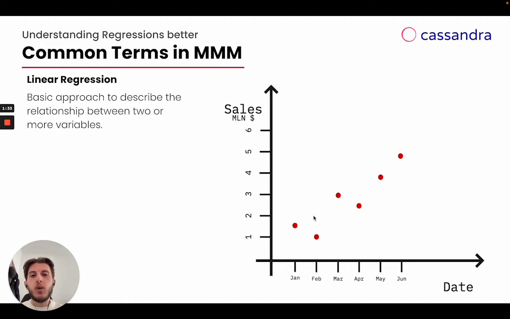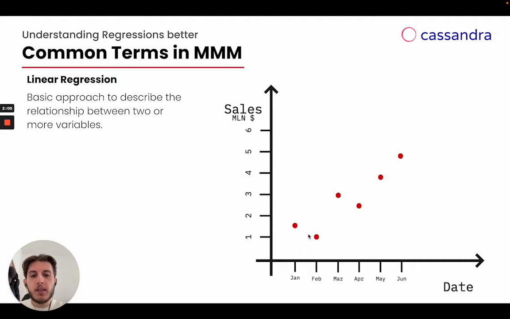Imagine you have a chart like this. On the x-axis you have dates, every month of the year from January to June. On the y-axis you have your sales in millions of dollars. In January you generated around 1.5 million in sales. February was a little lower, around 1 million. Then March was a great month because we went up to 3 million, and so on.